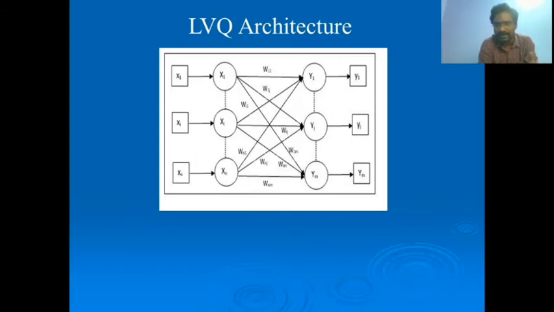That's the criterion they follow in the LVQ architecture, so in the network we are giving different weights. The weight value will be varying. According to that, we are able to test the output of the LVQ network.